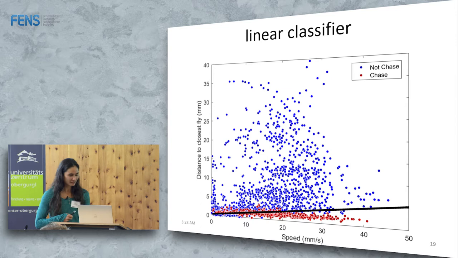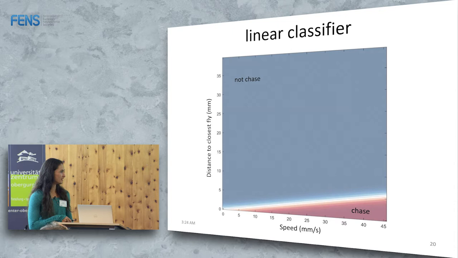And so what a linear classifier will do is it's going to give an output for any pair, any XY input, any speed and distance to the closest fly, and it'll have this linear classification boundary where everything below the line is called a chase and everything above the line is called not a chase. And you can see that I have this kind of blurry white part here, and that's because we're not actually using a 1-0 output, but we do this kind of probabilistic thing.